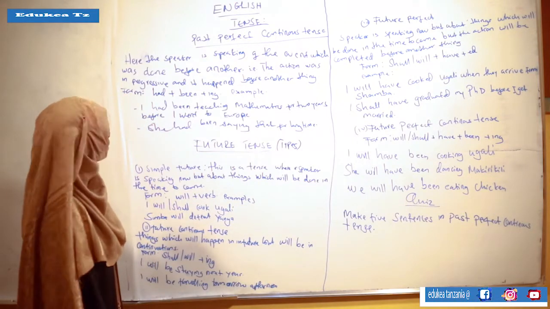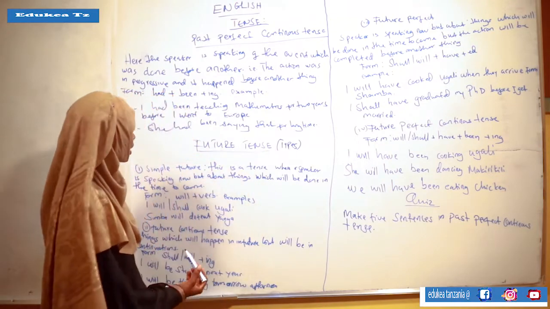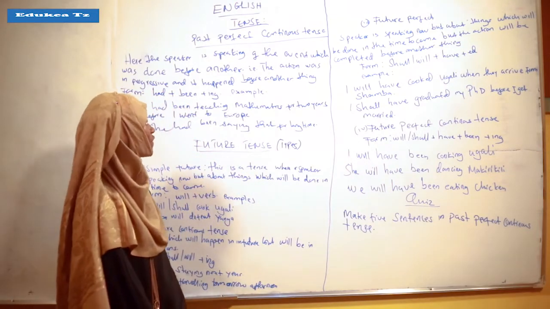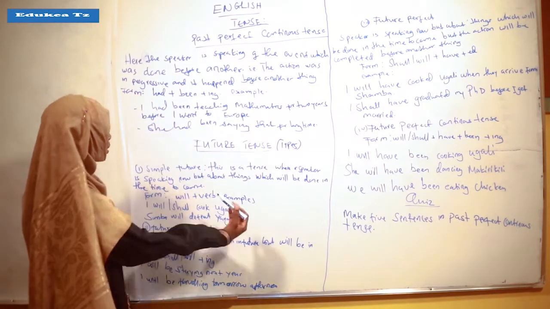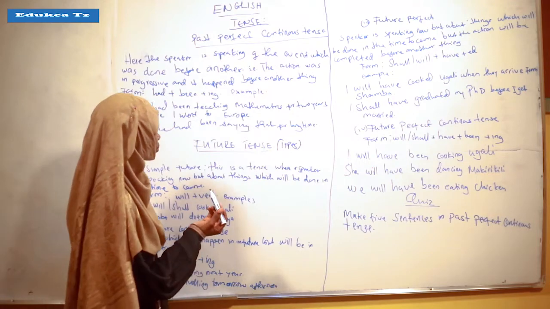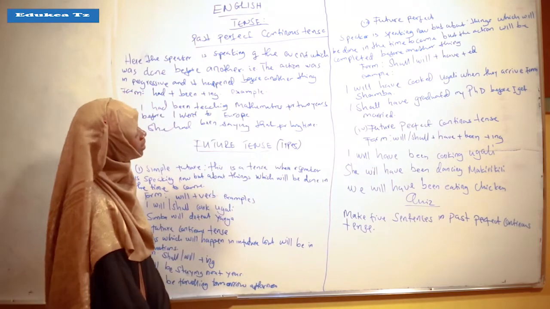Another example is: she had been saying that for a long time. She had been saying that for a long time. Something to note here is the formula. The formula is the one which will direct you to make your own sentences.